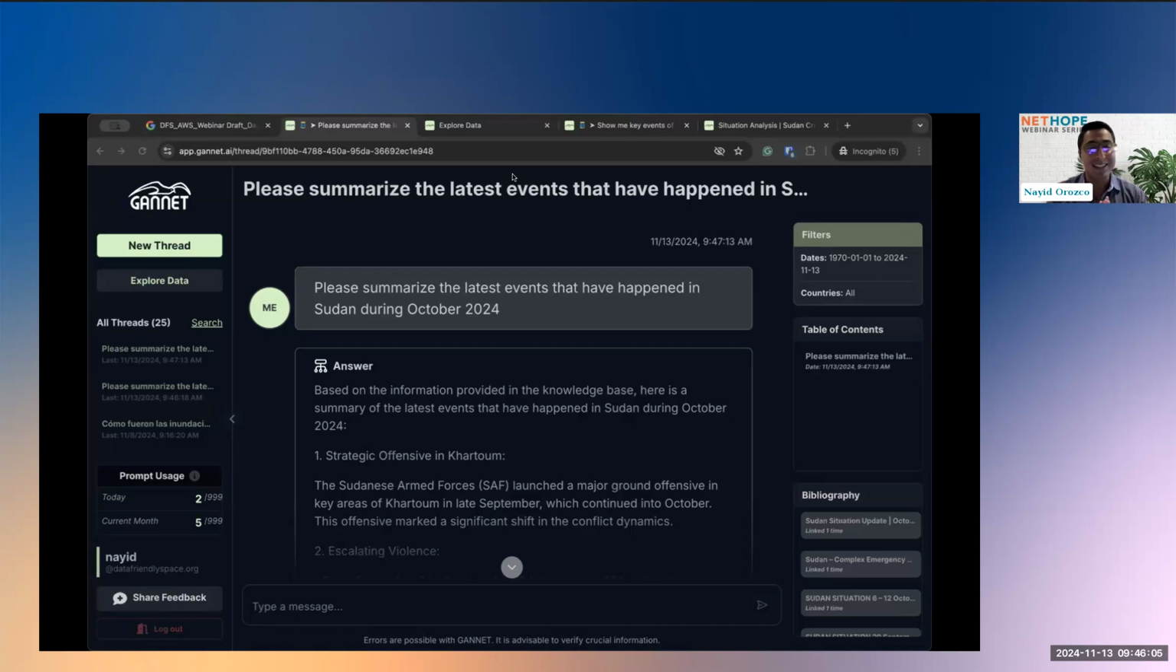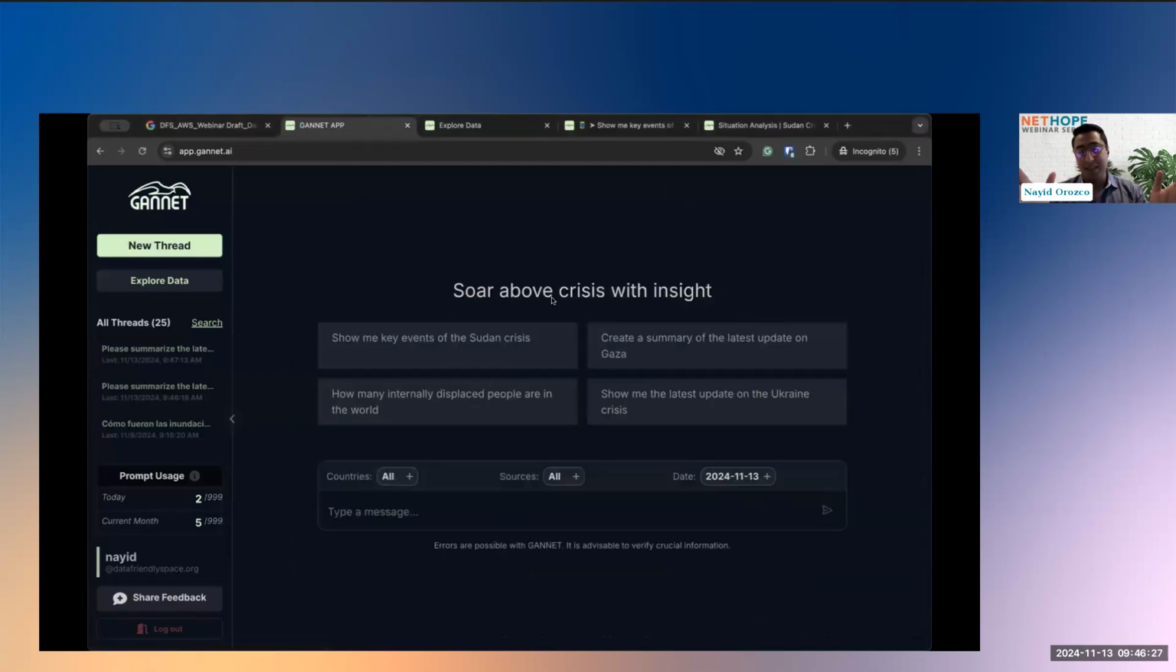But before that, as I walk you through the key functionalities of GANNET, I want you to imagine that you are a humanitarian worker needing rapid insights for an emerging crisis. And please feel free also to think about your own use cases, maybe that you see fit as we go through the short demo.